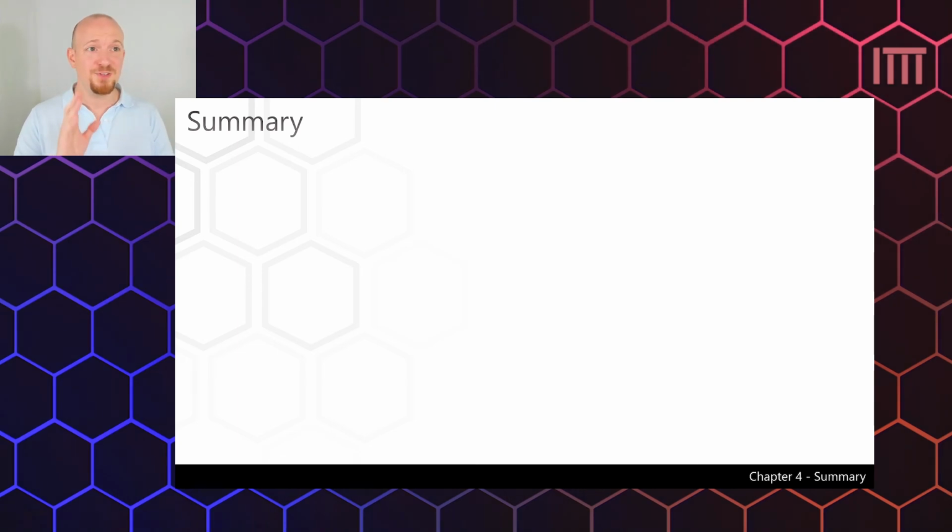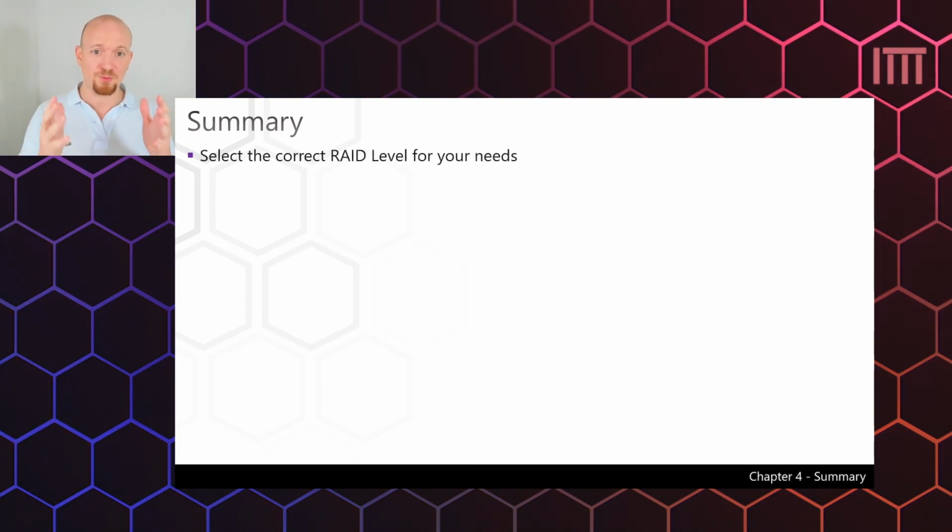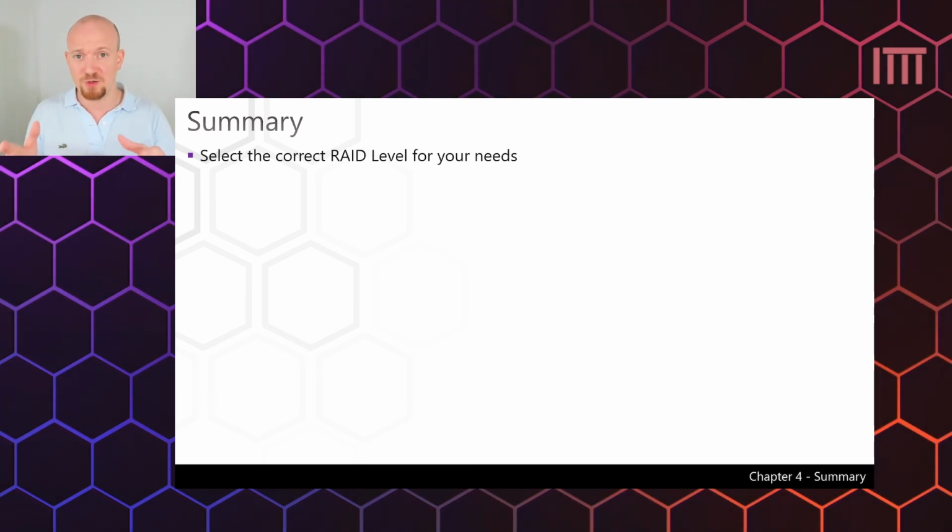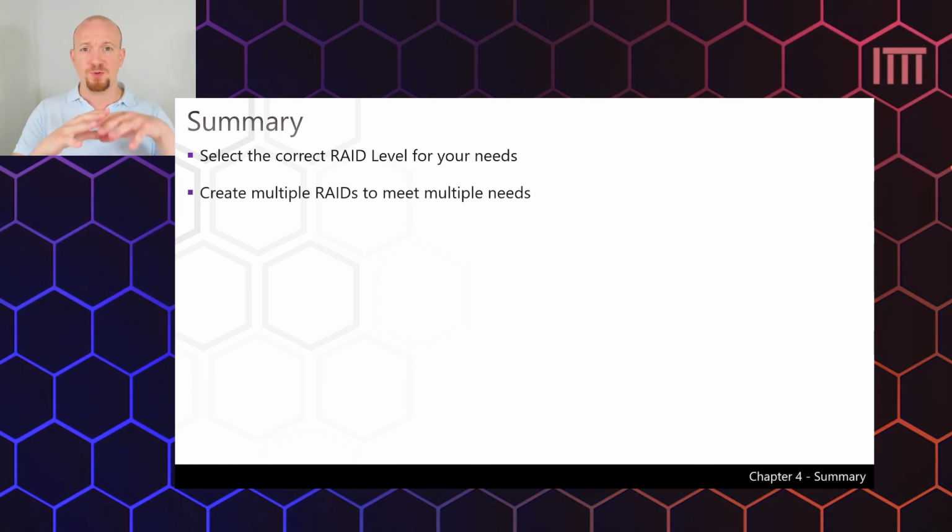Let's summarize what we've just learned. You should know your needs and then select the correct RAID level for your specific need. So if you need a really fast storage, you're probably going to use a RAID 0 and have a good backup. And if you need a really secure storage, you're probably going to use a RAID 6. In more professional environments, you create multiple RAIDs, each RAID suited for a specific need.